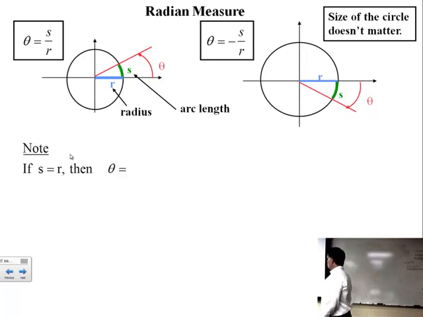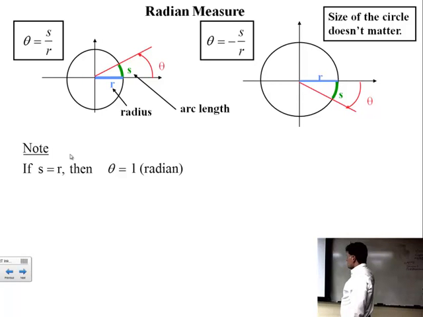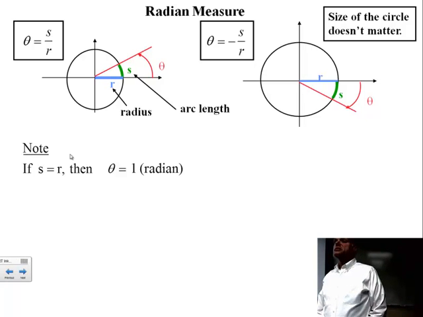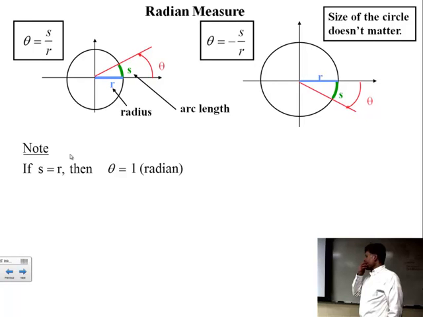So what if S is equal to R? Then theta, of course, is equal to 1. Well, that is the unit we're going to use. We'll call this 1 radian. But radian isn't really its own distinct unit. In fact, we can just say theta equals 1. In other words, radians are the default units. So we can think of angles as being unitless quantities, but their measure will be this measure if we do it that way.